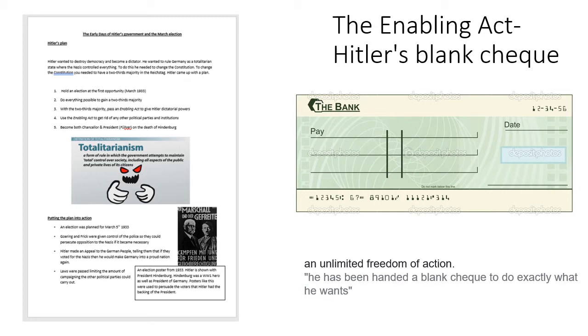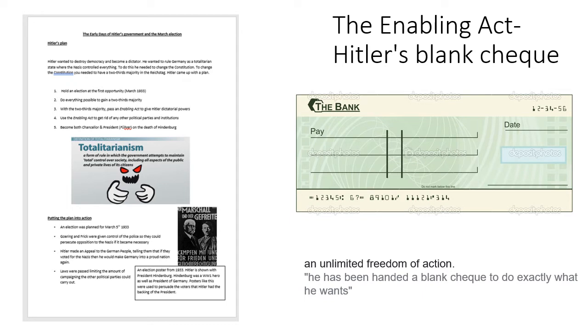So putting the plan into action. An election was planned for March the 5th, 1933. Goering and Frick, senior Nazis, were given control of the police so they could persecute opposition to the Nazis if it became necessary during the election campaign. And Hitler made an appeal to the German people, telling them that if they voted for the Nazis, then he would make Germany into a proud, great nation again. And laws were passed limiting the amount of campaigning the other political parties could carry out.